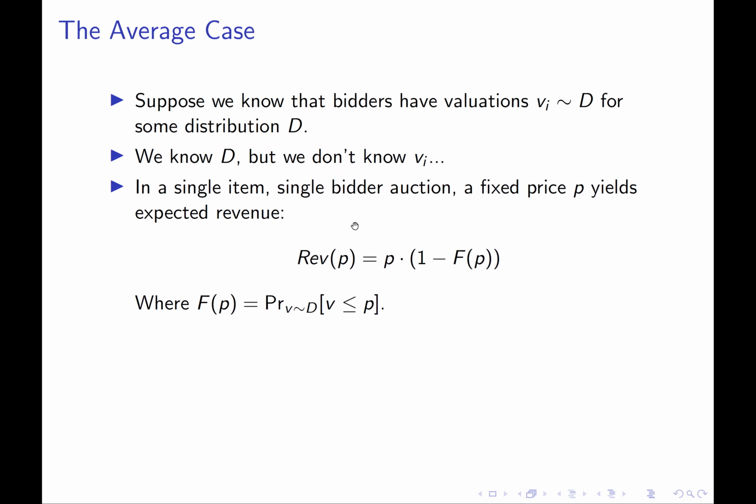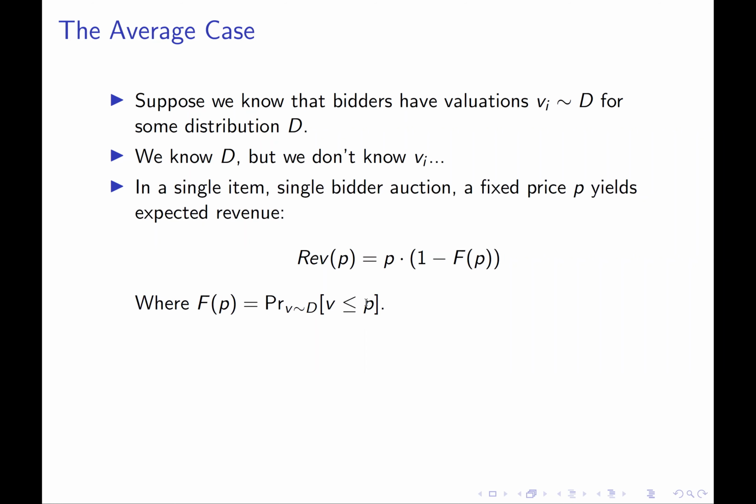And so my expected revenue, my average revenue, is just P, the price that I set, times the probability that the buyer wants to buy the item, the probability that the buyer actually has a valuation greater than P. We can write that down in terms of the CDF of this distribution, the cumulative distribution function, which I'll just write as capital F of P. And remember, the CDF of a distribution is just the probability that a valuation drawn from the distribution is less than the price P.